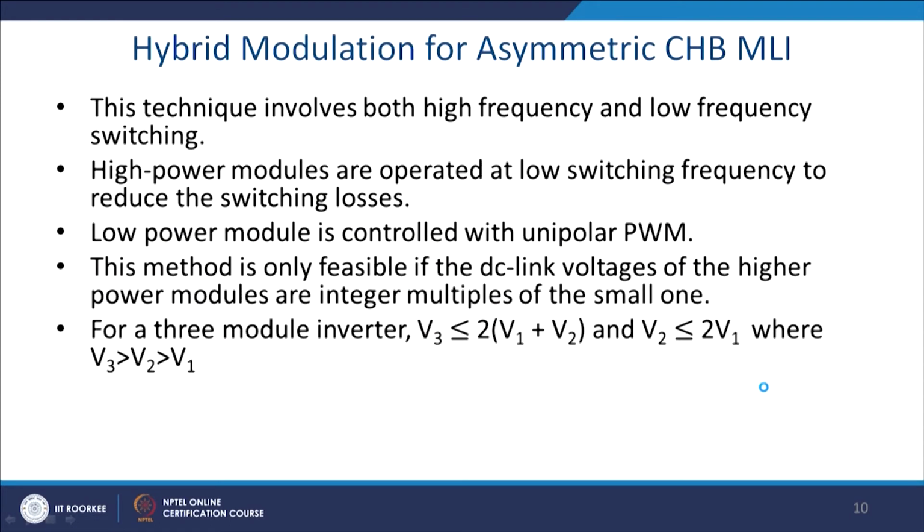So, what we can conclude from the hybrid modulation asymmetric multi-level inverter, this technique involves both high frequency and low frequency switching. The power modules are operated at a low frequency to reduce the switching losses. Low power modules are controlled with the unipolar PWM, and this method is only feasible if the dc voltages of the carrier wave and the modulating wave are integral multiples of some small one, then only this is feasible.